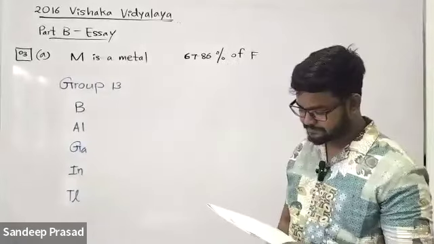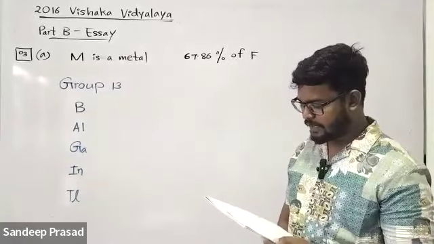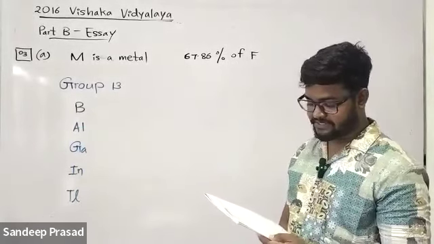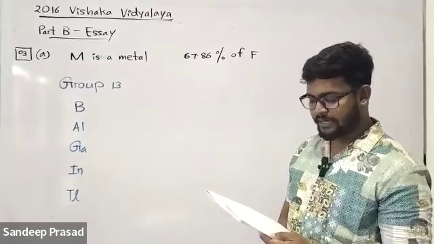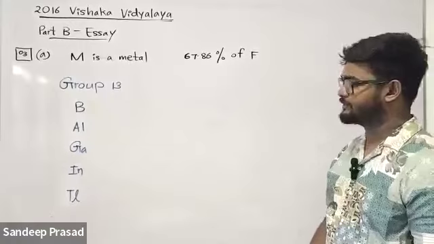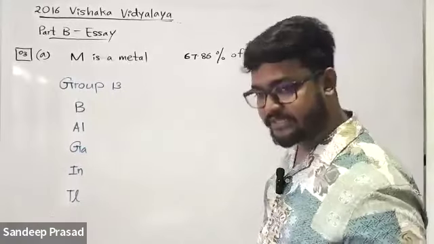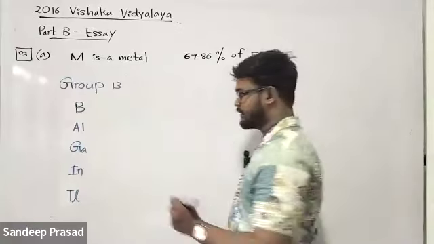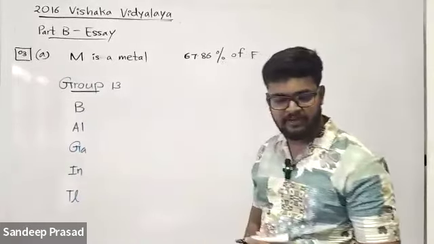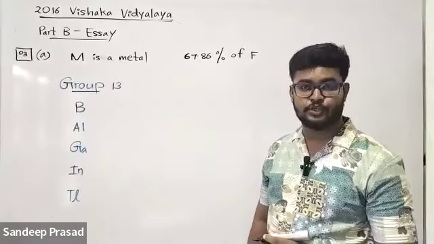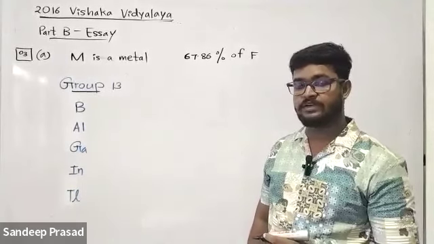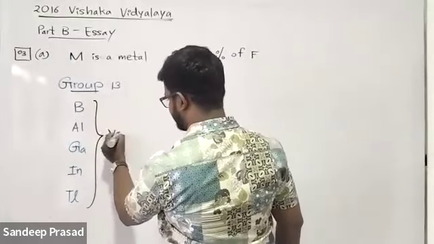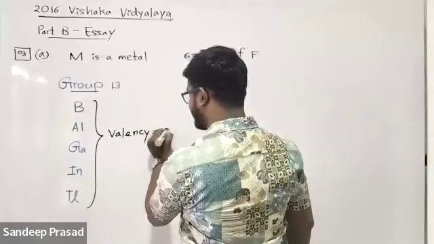Now look at this. Fluoride of capital M contains 67.86% of fluorine by mass. Calculate the relative atomic mass of M. How do you calculate? Remember, students, if it is a group 13 element, what is the valency of group 13? I told you under structure and bonding, what is the main valency? Yes, the configuration is s2p1. So if the s2p1 configuration is there, what should be the valency of group 13 elements? Valency is equal to 3.